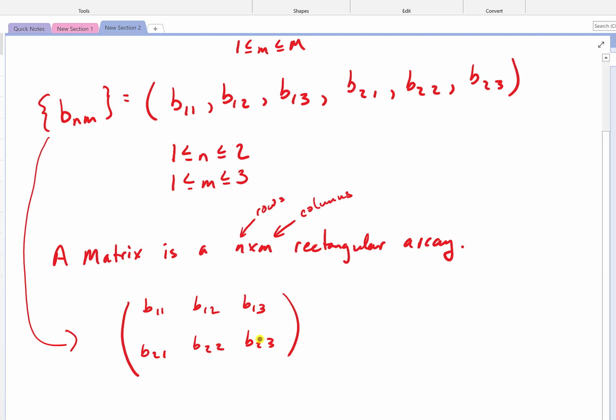So you can think of each entry in a matrix as having sort of an address. For instance, here is the B12 entry. The 1, 2 means that we are in the first row, that's for the 1, and the 2 means we're in the second column. So this entry right here is in the first row, second column, so we refer to it as the B12 entry.